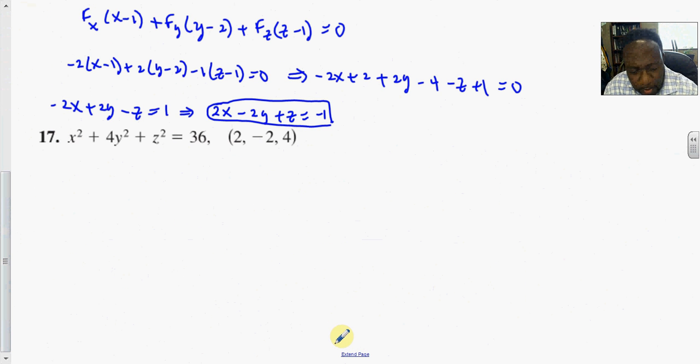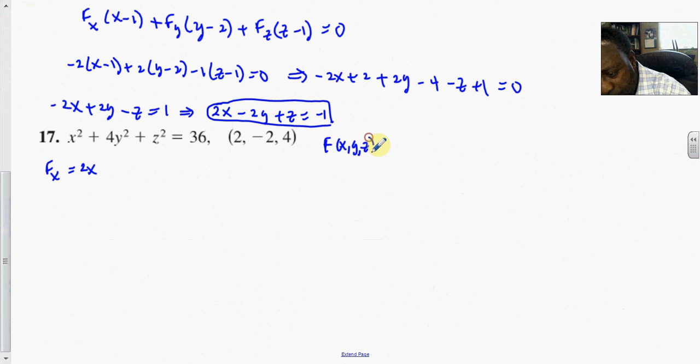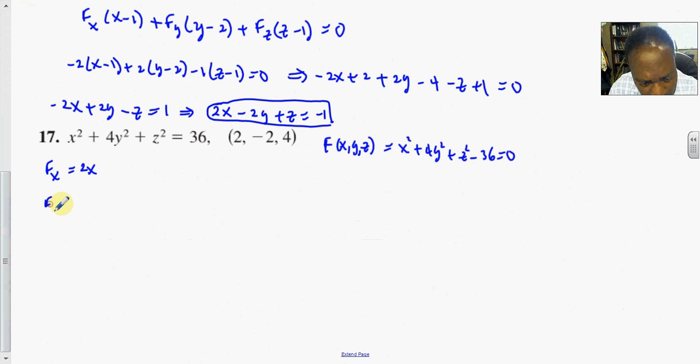Well, let's do the same thing for this problem. So the partial of f with respect to x is 2x. And we're writing capital F of x, y, z. Here, this is simply x squared, plus 4y squared, plus z squared minus 36 equal to 0. Everything you want is already on the left side. Partial of f with respect to y is 8y. The partial of f with respect to z is 2z.